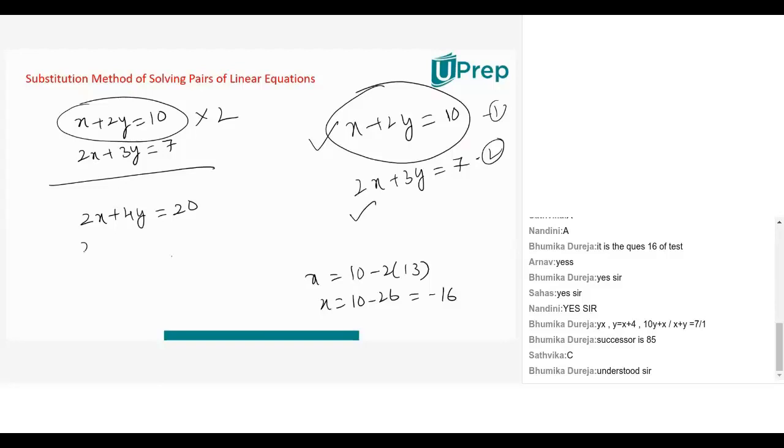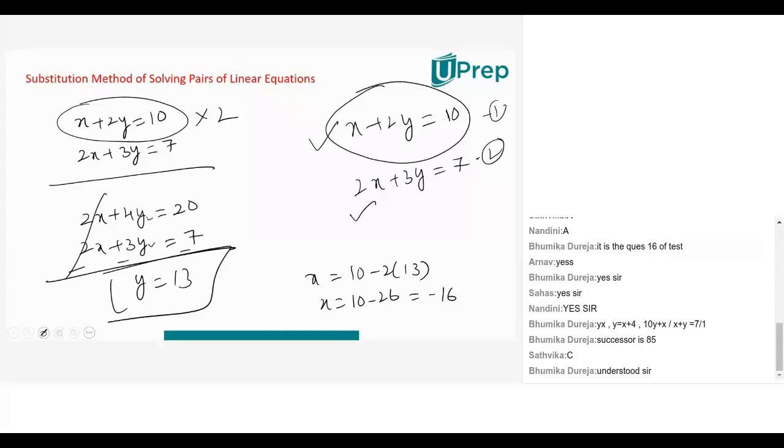The other equation I have is 2x plus 3y is equal to 7. Subtract this, so the 2x terms cancel. 4y minus 3y is y, and 20 minus 7 is 13. Is this clear? Substitute this 13 in any of the equations and you'll get x. This is solving the equations by making the coefficients equal. If you make the coefficients the same, you can solve by subtracting or adding, eliminating one variable and getting the value of the other.